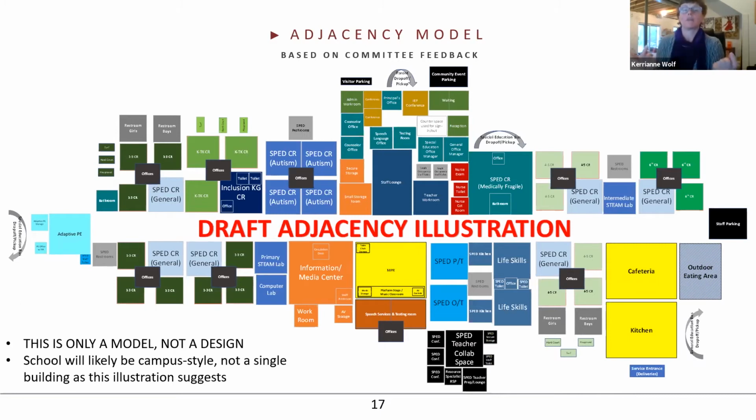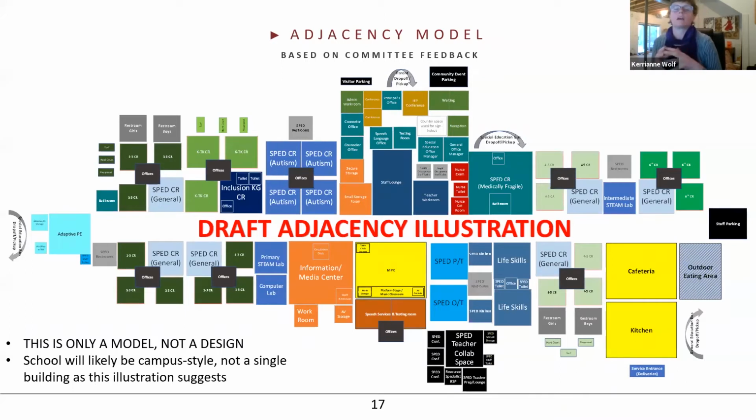So what I took from that is that we needed more STEAM space in the facility. So I created a secondary STEAM space. So there's a primary one on the left side, right by the media center. And then there's an intermediate one on the right side near the 6th grade and 4th and 5th grade pods.